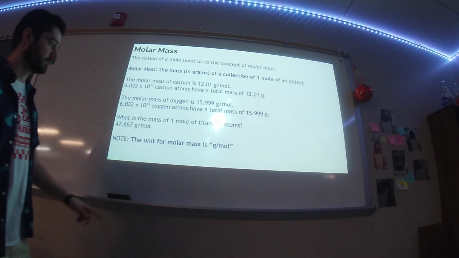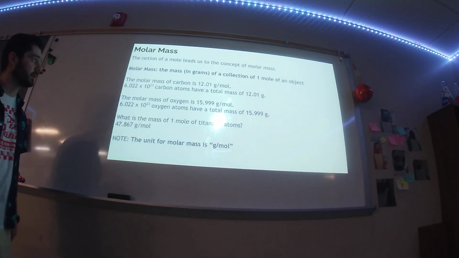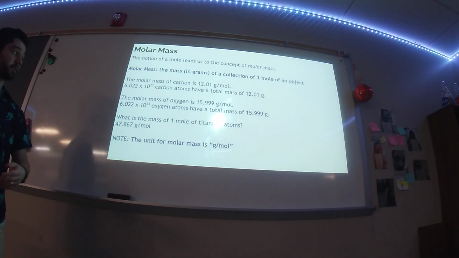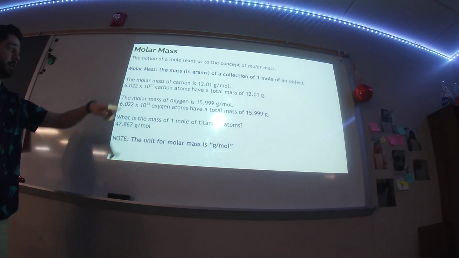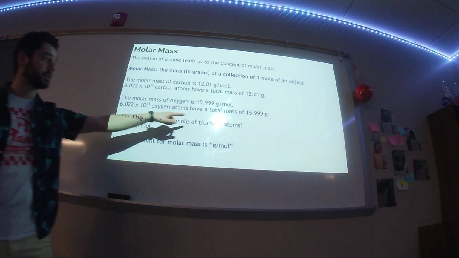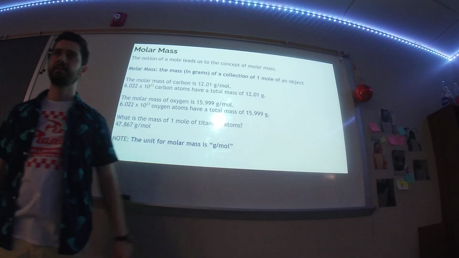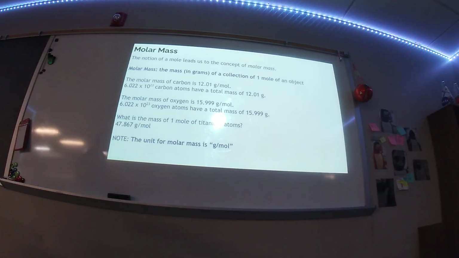And this amount is going to be different depending on the element. If I have a mole of carbon atoms, they weigh about 12 grams. If I have the same number of oxygen atoms, it's a little more. Why would the same number of oxygen atoms have a bigger mass? It's the same number of atoms. Why would the oxygen be heavier? Exactly. Each individual oxygen is a little heavier.